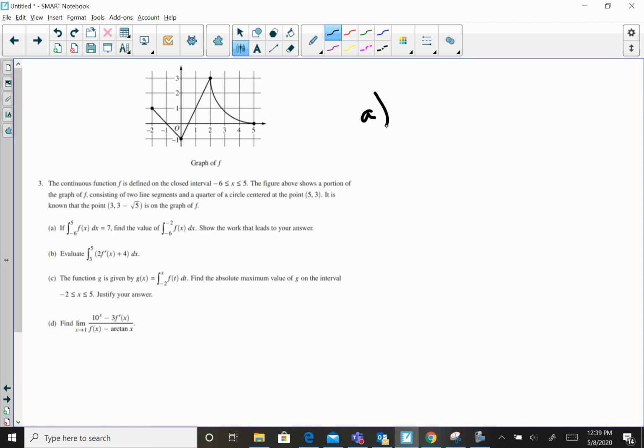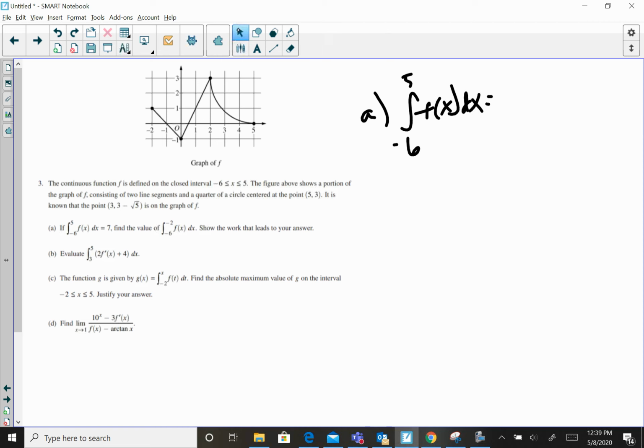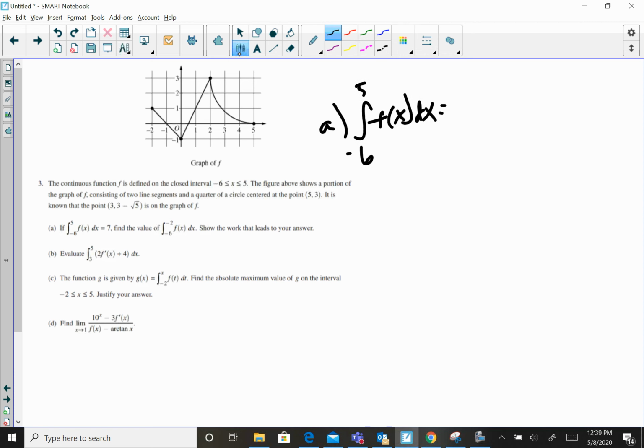So -6 is not on my graph, but I know that the integral from -6 to 5 of f(x) dx can be made up in parts. I could split it into pieces. So I can do the part that I can't see, -6 to -2, plus the part that I can see, -2 to 5. Again, -6 to -2 is what I can't see. I don't see that graphically. And the -2 to 5, I can see graphically. And if you're trying to integrate and all you have is a graph, you're doing area of shapes.